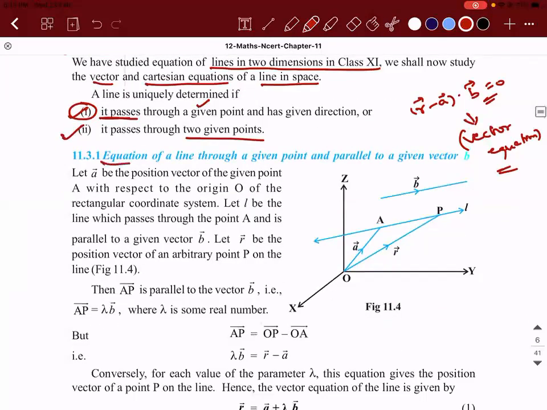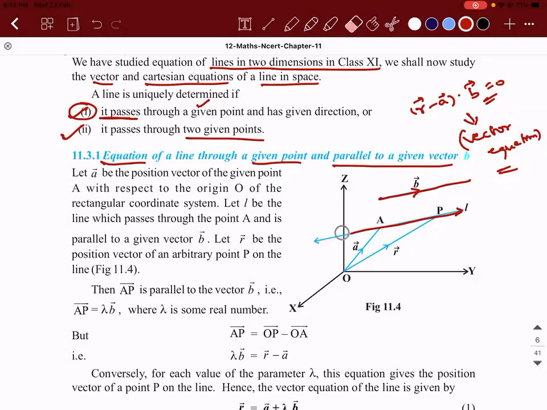Right. So first thing is the equation of a line passing through a given point and parallel to a given vector. When I say a line is parallel to a given vector, what is the meaning of it? The line doesn't intersect. Sorry, I didn't understand. So this is a line. These two lines will never intersect if you extend in any way. Okay, that is right.